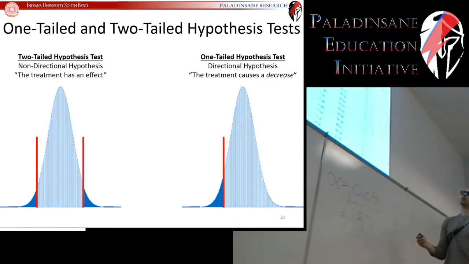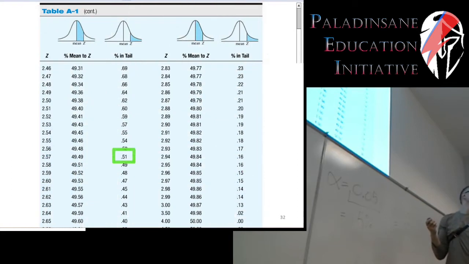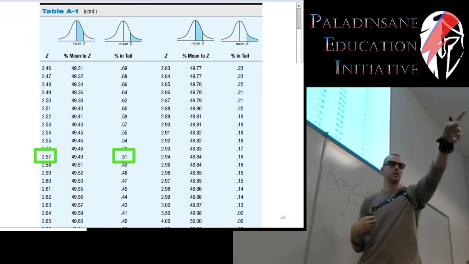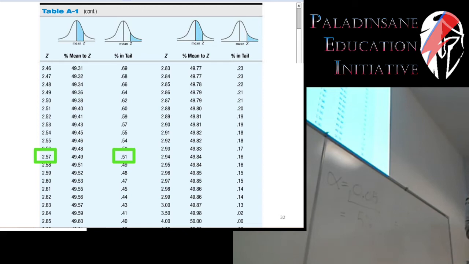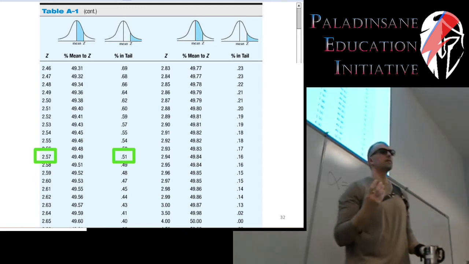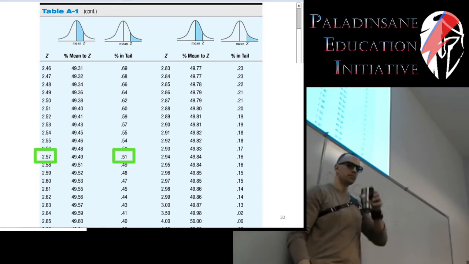Once again, for your homework, give 2.57 a try. If it doesn't work, give 2.58 a try because it's equally far away. On the exam, either one will work. I'll accept either or. So for two-tailed tests, you have to split alpha in half? Yep. Two-tailed test, you split the alpha in half because the total amount of tails has to equal alpha.